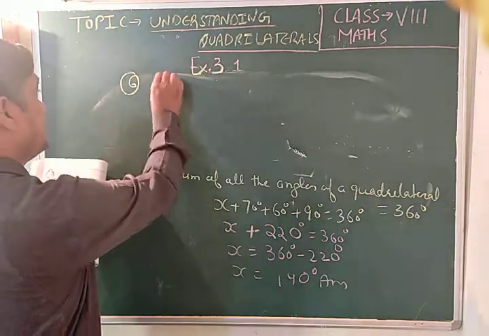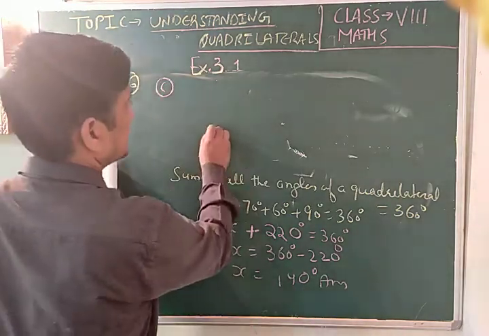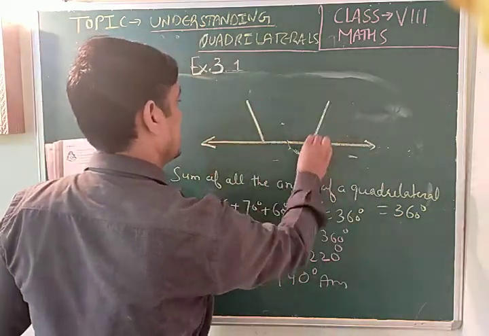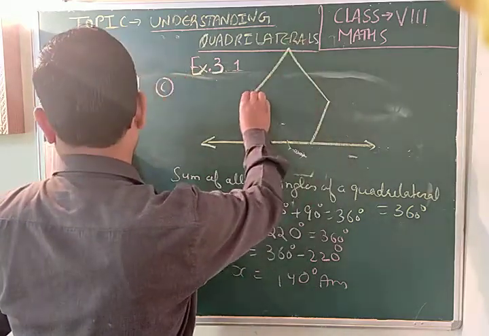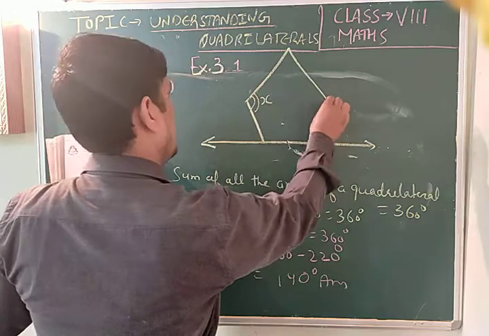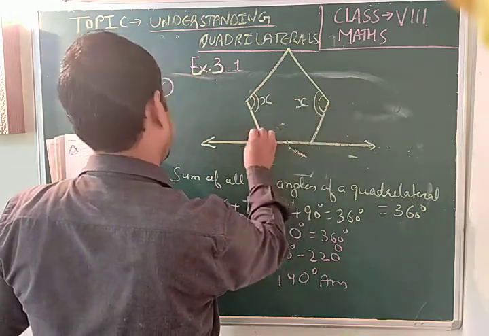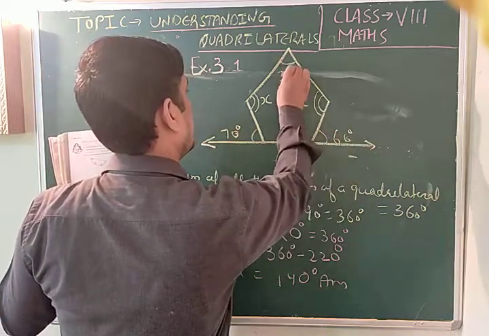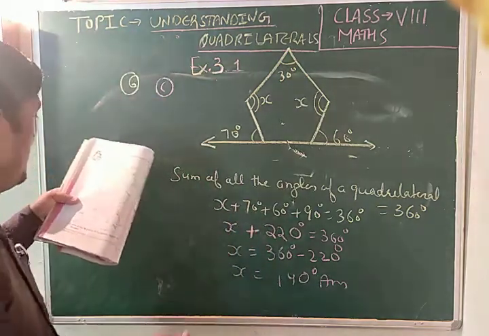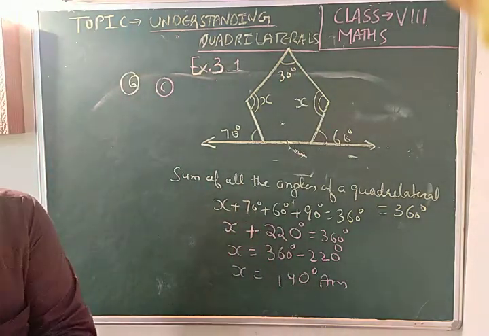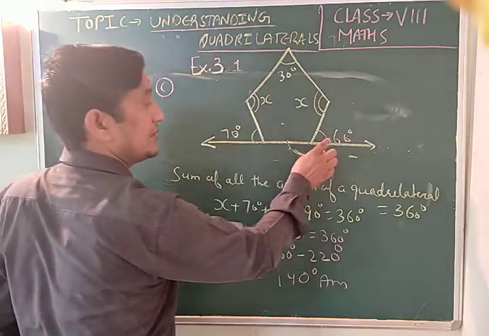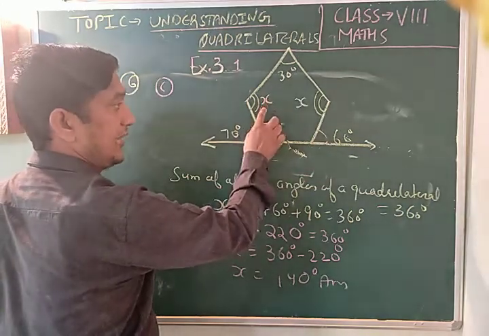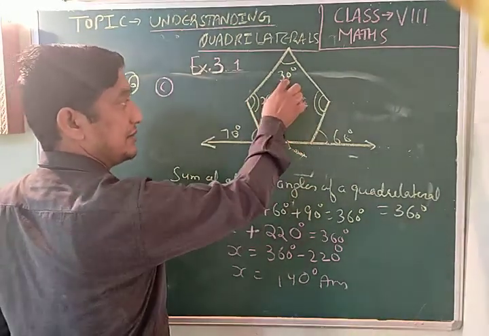C part. Now look children, this is 60 degree, this is 70 degree. These two are exterior angles, and these are x and x. These two angles are the same, and this is 30 degree given.